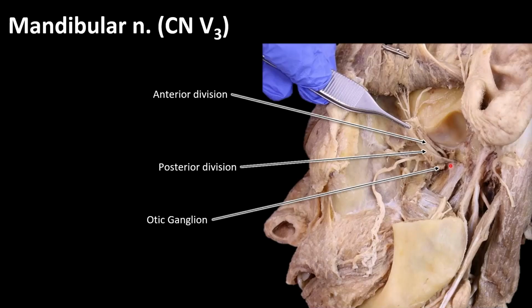Now, this is a very lovely looking ganglion. They don't always look this nice or like a little knot at all. Sometimes they just look like the nerve has swollen up or gotten kind of fat.